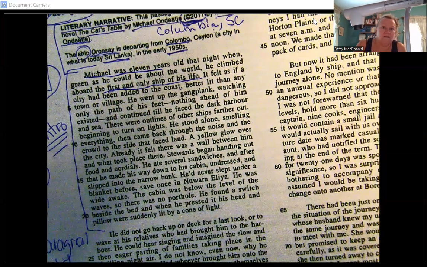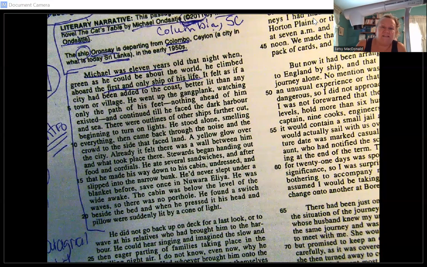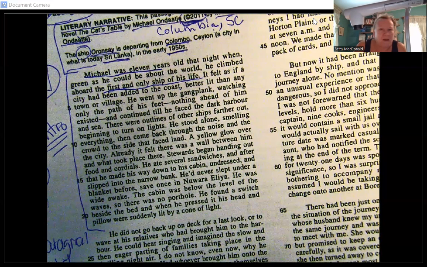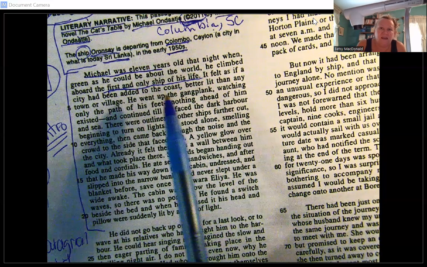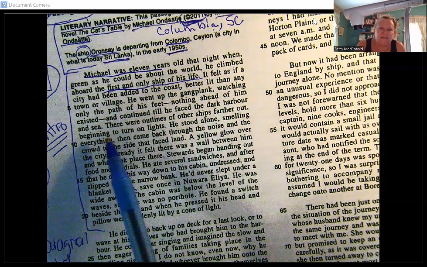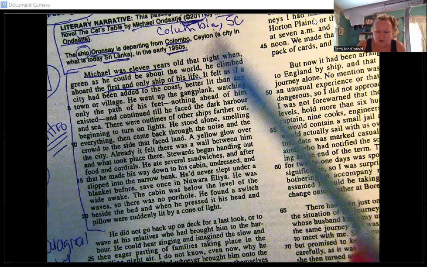All right. Yeah. Better lit than any town or village. Oh, it's bright. Okay. I'm in my mind. You're doing this teacher talk too. I hope you'll learn to. He went up the gangplank. Now we've heard that from old pirate movies and stuff, right? It's just the thing you walk up to get on a boat, watching the only path of his feet. Nothing ahead of him existed and continued until he faced the dark harbor.